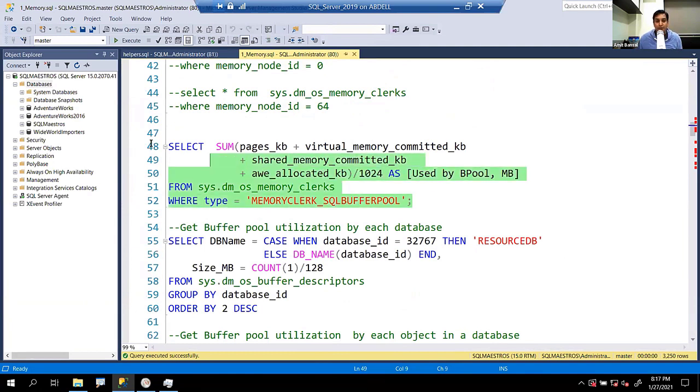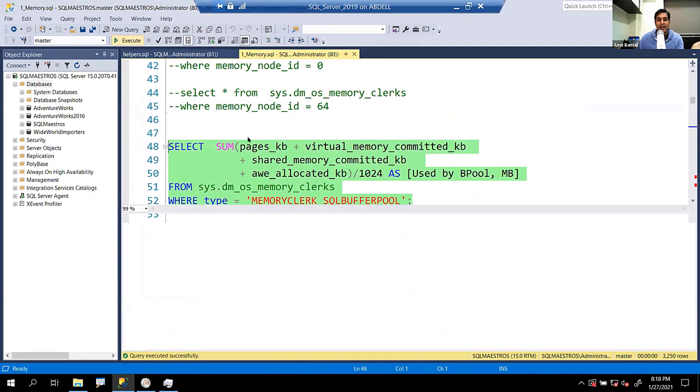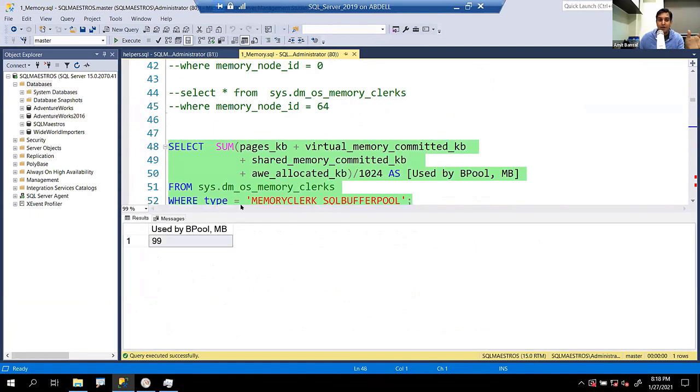First up, the buffer pool. I am trying to compute how much memory is being consumed by the buffer pool, and I am filtering on my clerk type, memory clerk buffer pool. Let's execute this, and you can see the buffer pool is only consuming about 99 MB, close to 100 MB. Now remember, starting from 2012 onwards, as I said before, the buffer pool's only job is to maintain a healthy data cache, which is a buffer space for the data pages to be loaded from disk to memory.